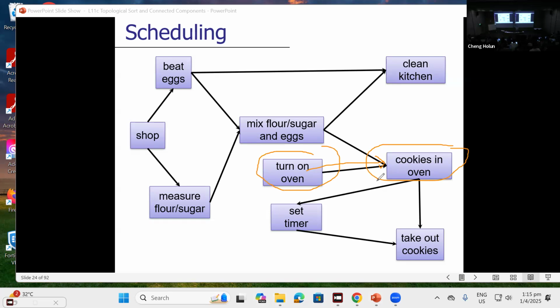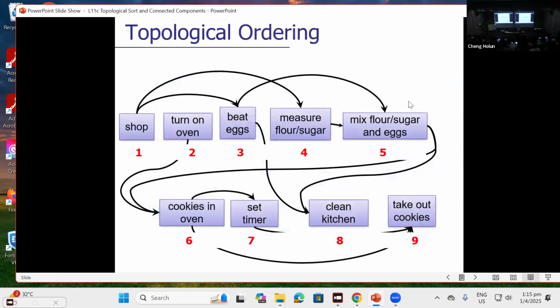The question is, how do you come up with a single sequence that makes all this possible? That means, how do I arrange these steps? First, I go shopping. Then I turn on the oven. Then I beat the eggs. How do I make this sequence such that everything is possible? For example, I cannot say, let me clean the kitchen after shopping. I cannot, because according to my sequence, I must clean the kitchen after everything is done. So how do I come up with such a sequence?